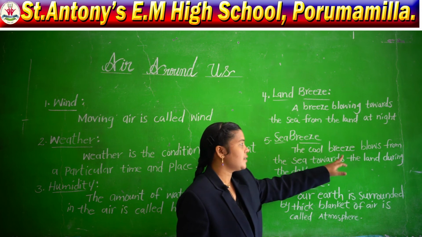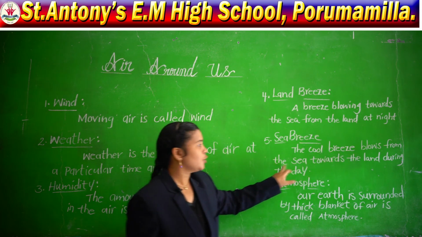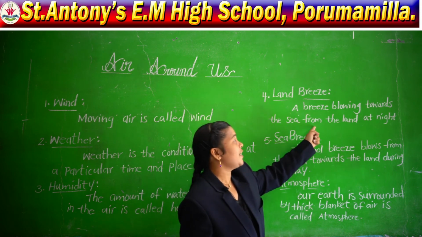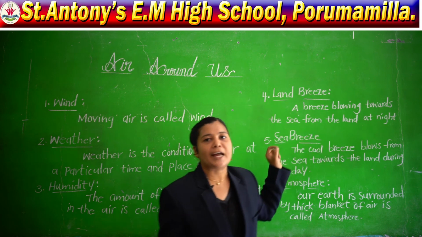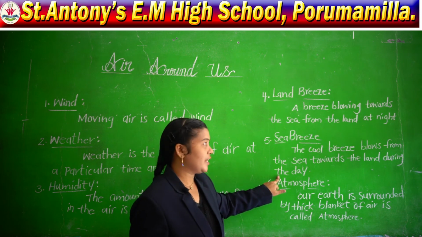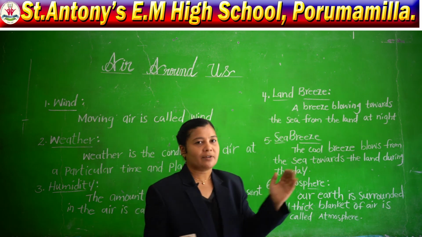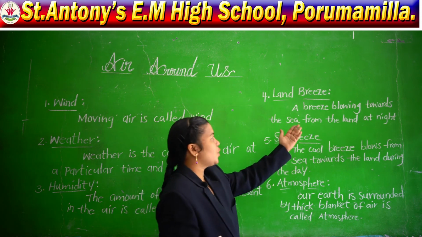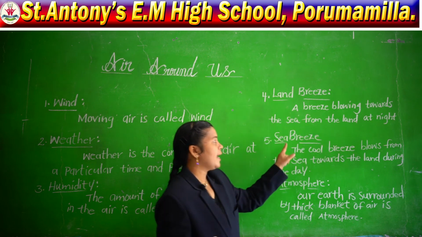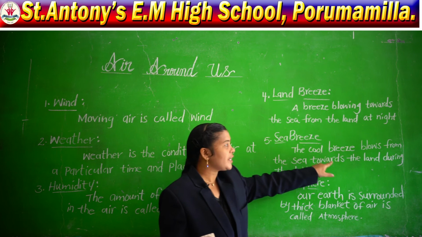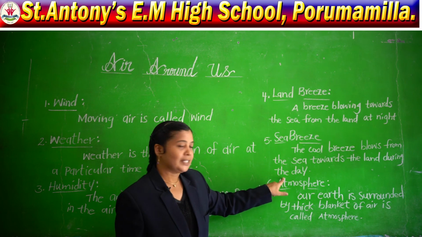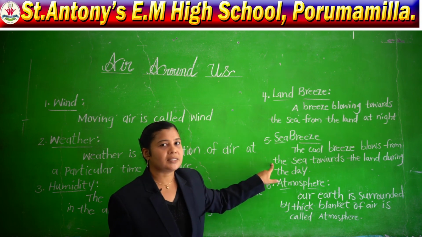The cool breeze blows from the sea towards the land during the day. During the night, we can say that breeze is land breeze. During the daytime, we can say that is sea breeze. So, land breeze means the breeze blowing towards the sea from the land at night, and sea breeze means the cool breeze that blows from the sea towards the land during the daytime.